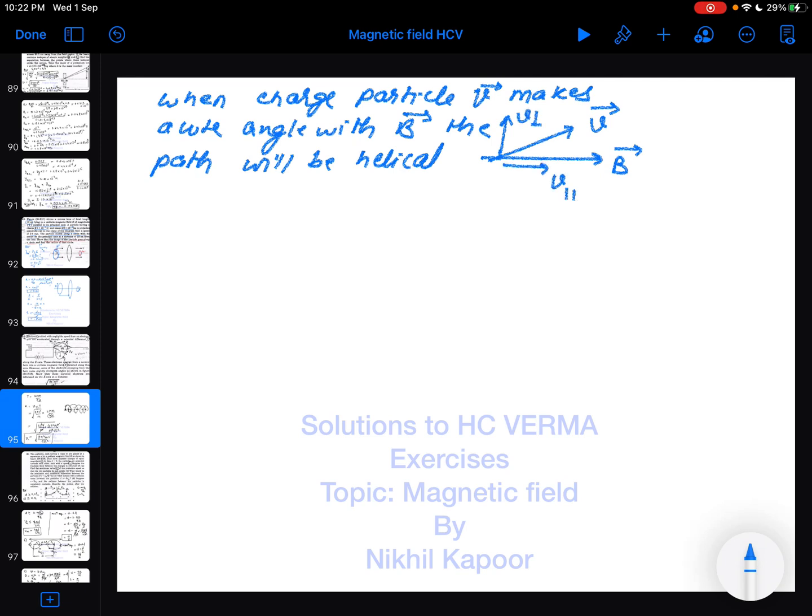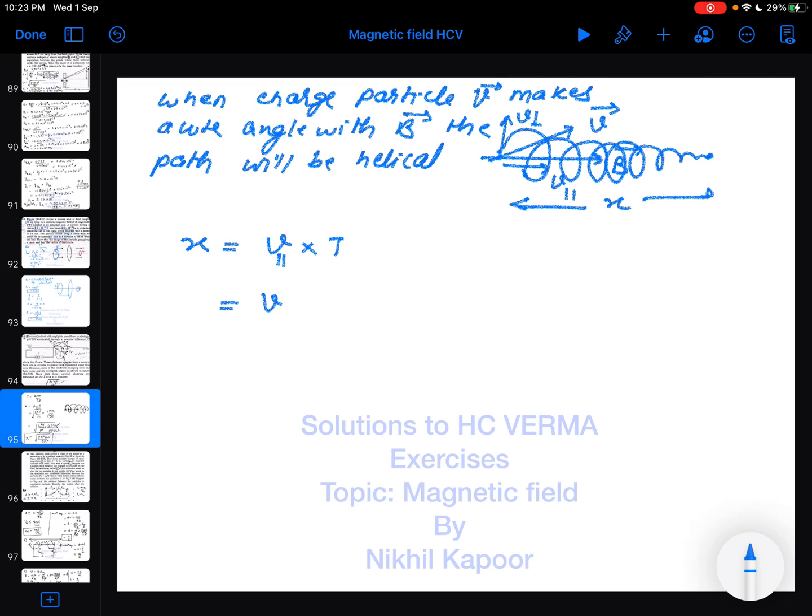So definitely the path of this electron has a component of velocity perpendicular to the magnetic field and a component of velocity parallel to the field. The component perpendicular to the field moves in a circle, while the component parallel to the field takes the electron forward. It will go like this, and again after some distance it focuses on the x-axis. So the axial distance will be equal to speed into time.